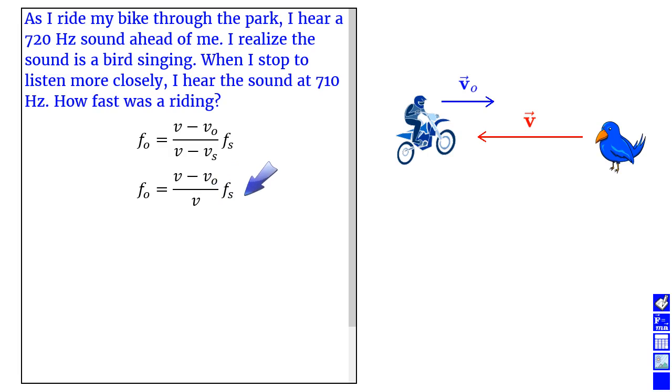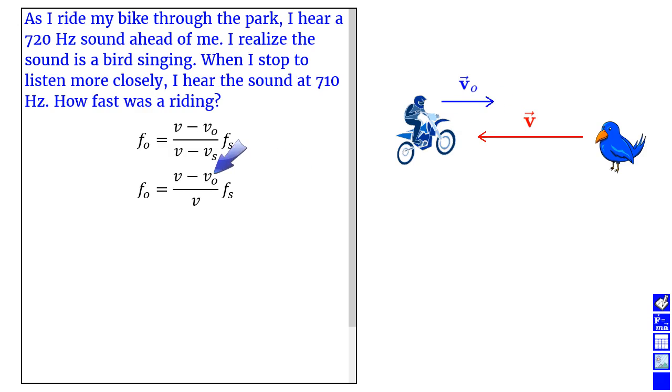The frequency of the source is the frequency that I hear when I'm not moving, so that's the 710 hertz. When I am moving, I hear a higher frequency of 720 hertz, so that's the FO, the observed frequency. The V is the speed of the sound waves, 343 meters per second. The way I've drawn it, with the observer to the left and the source to the right, we're going to have to make that 343 negative because that's the direction the sound is traveling in. And that leaves us with VO as the unknown.